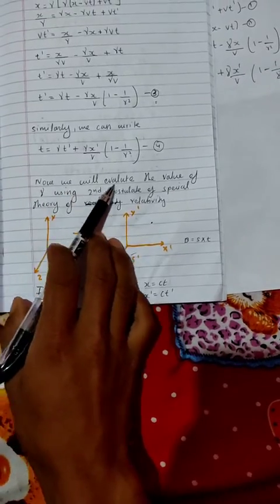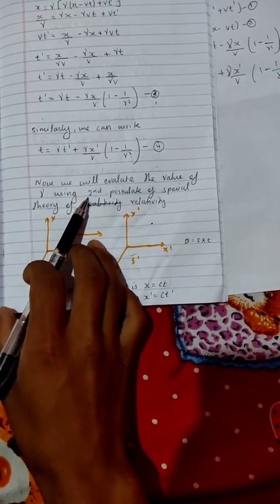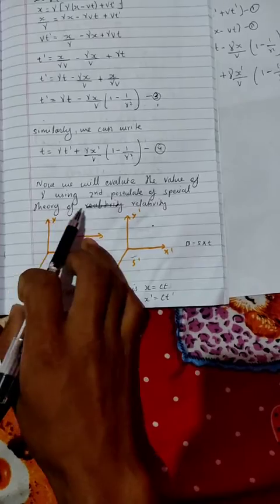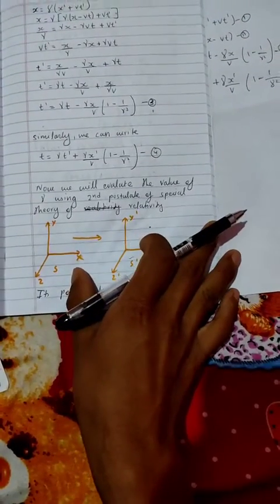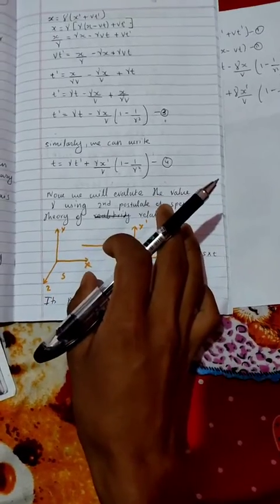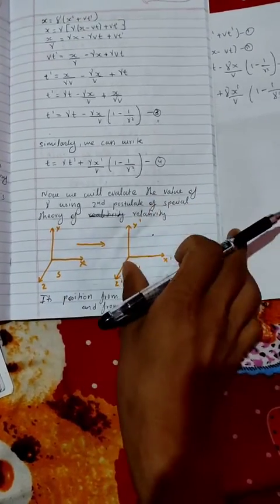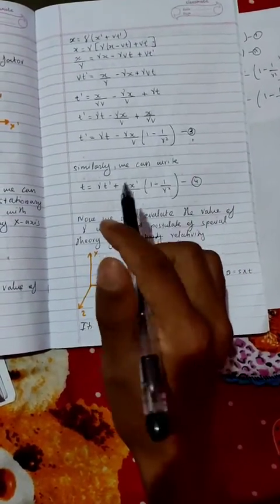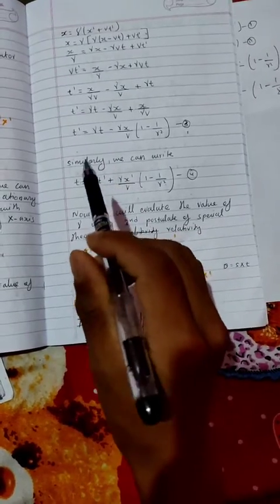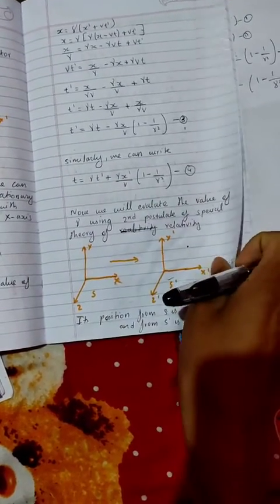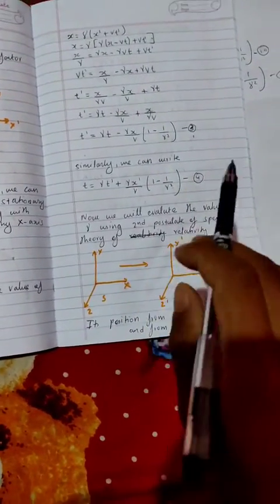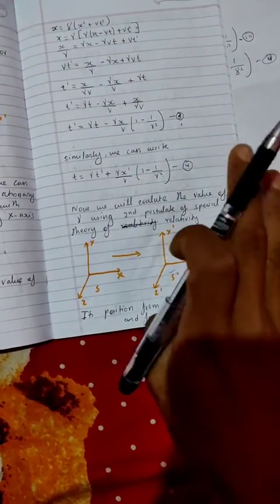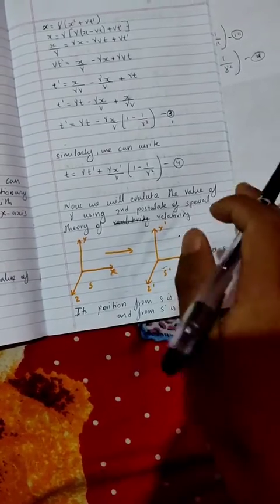Now we will evaluate the value of gamma using the second postulate of the special theory of relativity, which says that for every observer the speed of light will be the same, that is 3 into 10 to the power 8 meters per second. This is the second postulate of the special theory of relativity.